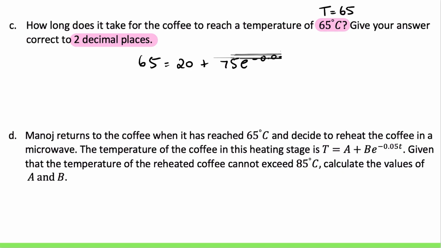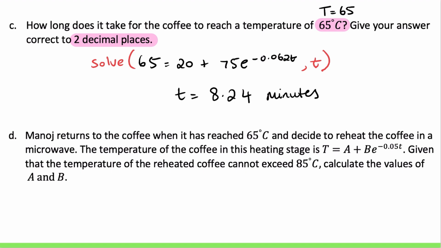Now, of course, if you have your CAS handy, this is a great time for you to write it in and try it out yourself. So what you would do is just simply solve that equation there. I'm just writing the calculator instructions in red. In a normal SACE exam, you would never do that. All right, and you should get little t equal to 8.24 minutes.